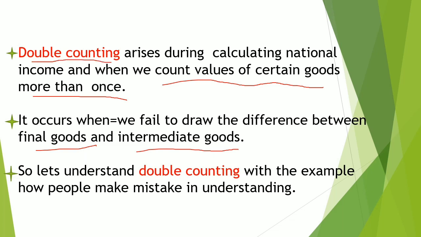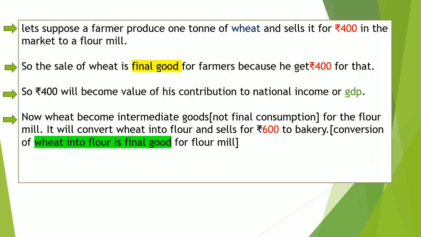So let's understand double counting with an example, and how people may make mistakes in understanding final goods and intermediate goods. Let's suppose there's a farmer who produces a ton of wheat and sells it for 400 in the market to a flour mill. The sale of wheat is the final good for the farmer, because for the farmer it is a final consumption. He will not do anything with the wheat. He's just selling it to the flour mill and he gets 400 for that.